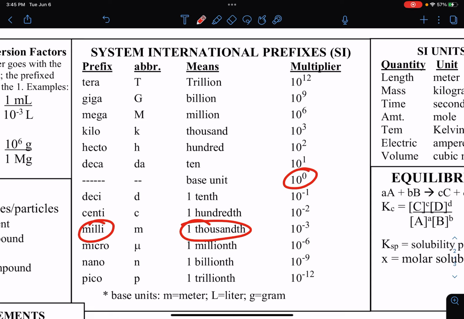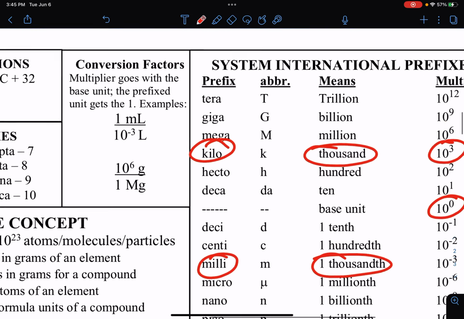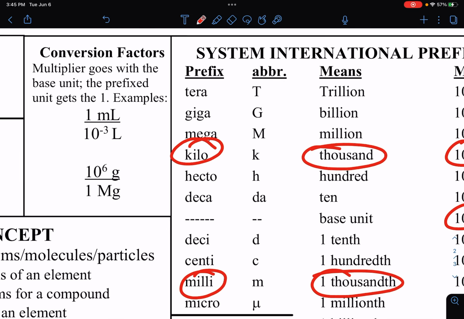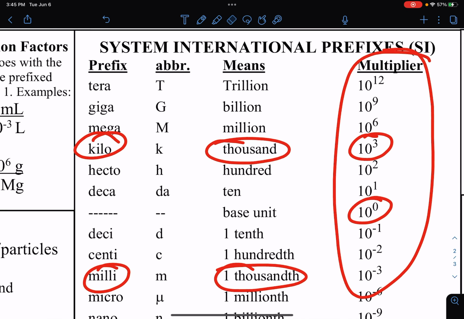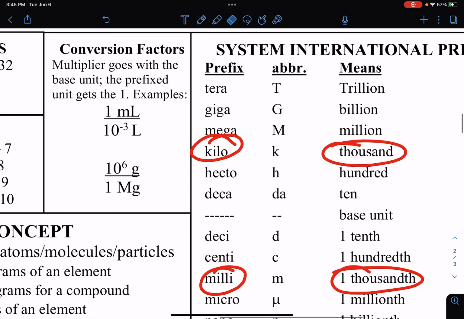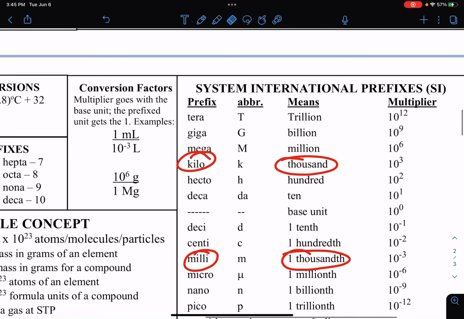A kilo, up here, the means says 1,000 or 10 to the 3, which is the multiplier, and that means you have 1,000 base units in 1 kilo unit. Notice that the multiplier is for the base unit. And right here, I give you a hint. When you're writing a unit conversion factor, the multiplier, which is this whole column, the number that's in here, goes with the base unit. And a 1 goes with the prefixed unit, which we'll discuss more in a moment here.